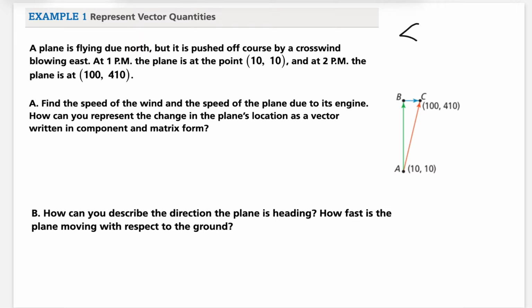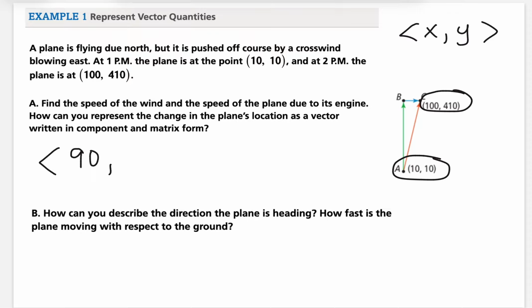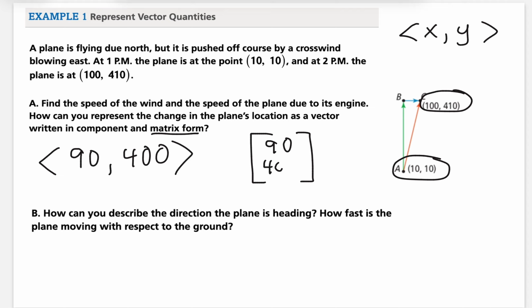So component form is going to have these triangular brackets, and we have our x distance and our y distance. So if we're looking at this example, if we start with (10, 10) and we go to (100, 410), for moving in the x direction, we moved from 10 to 100, which would be 90. And moving in the y direction, we went from 10 to 410, which is 400. So that's component form. And then it asks us for matrix form. So matrix form is just like the matrices we've been talking about. We're going to put the x distance on the top and the y distance on the bottom.